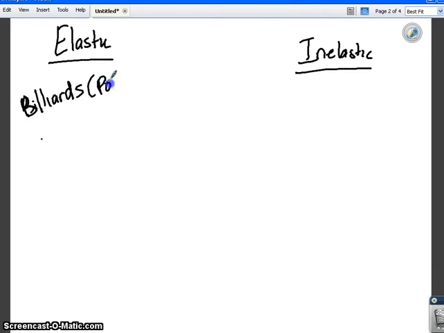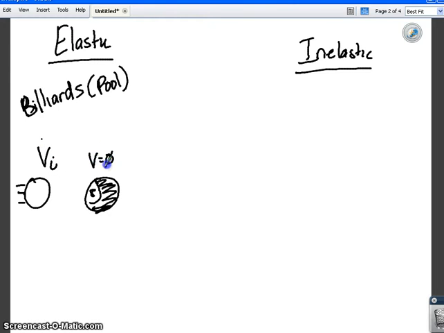Billiards or pool as my example. So we have a billiard ball coming at another billiard ball, coming at the 8 ball. This billiard ball has an initial velocity. This one's velocity is 0. Okay? They collide here, okay? So, collision.